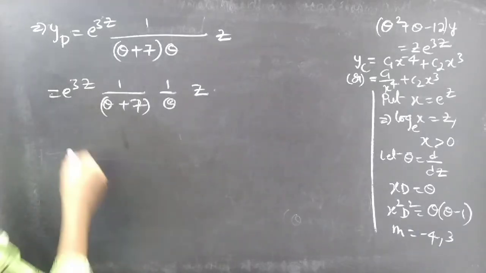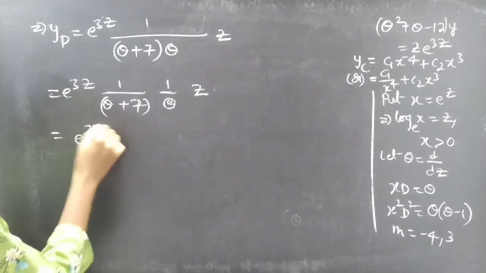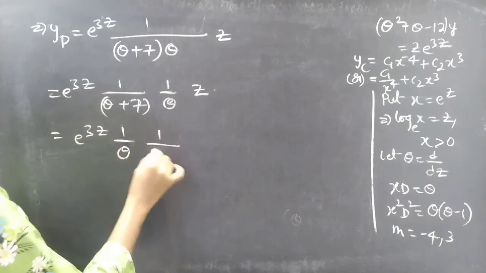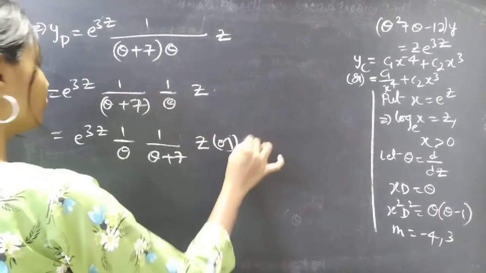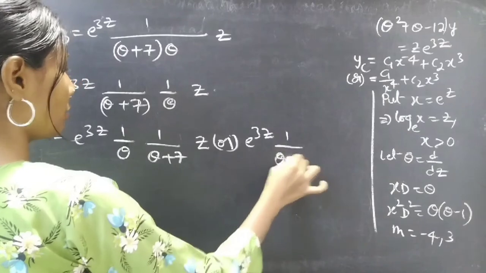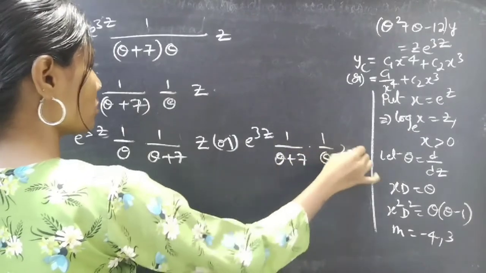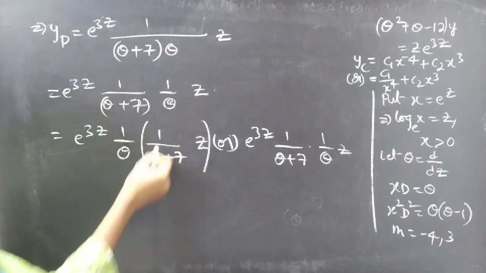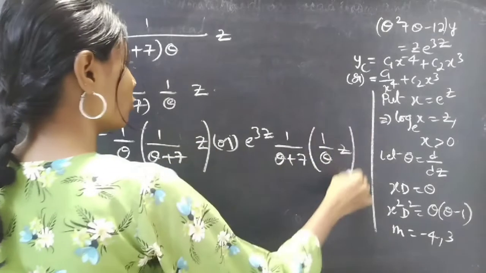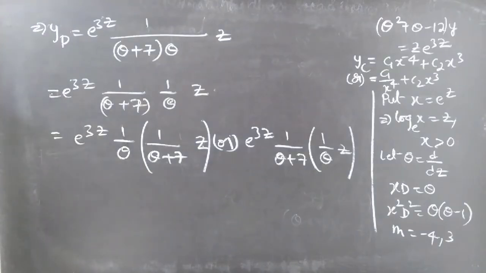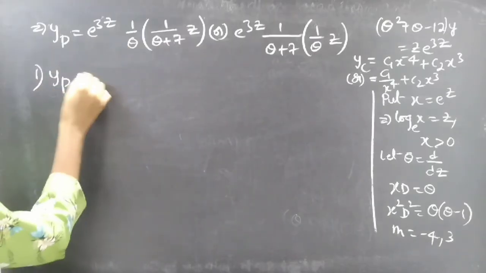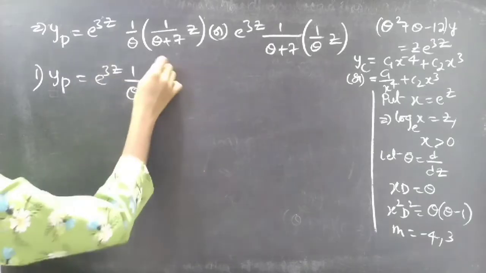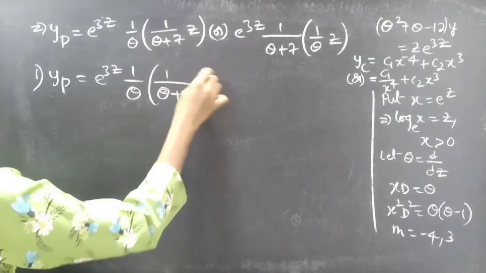Okay. So you can just write it as e power 3z into 1 by theta into 1 by theta plus 7 into z, or e power 3z into 1 by theta plus 7 into 1 by theta into z. Firstly, you can operate z with 1 by theta plus 7, or we can operate z with 1 by theta. Okay. Let's see both the cases. So I'll show you the first case. 1 by p equals to e power 3z into 1 by theta into 1 by theta plus 7 into z.